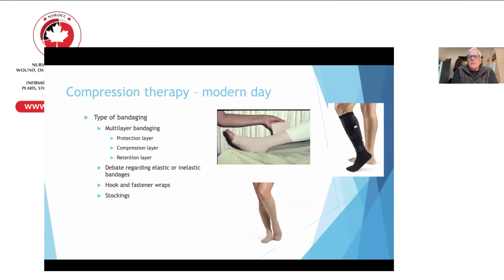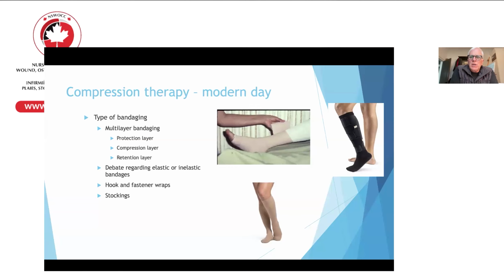Today, though, our options, in principle, do the same thing. So we have multi-layer bandages, which consist of a protection layer, compression layer, and retention layer. Sometimes those are combined, whether you have 2 or 3-layer compression. There are also debates as to whether they should be elastic or inelastic.